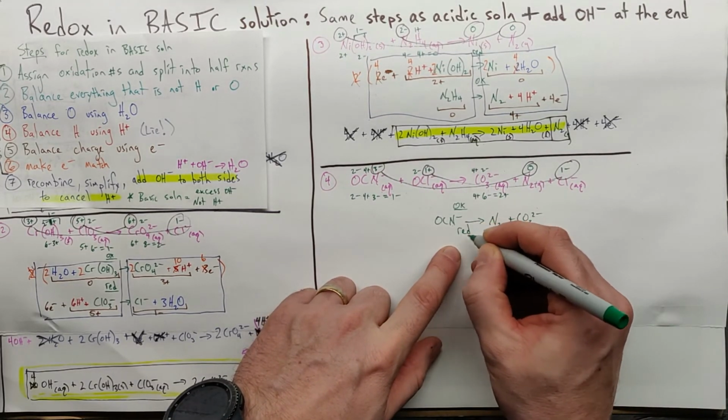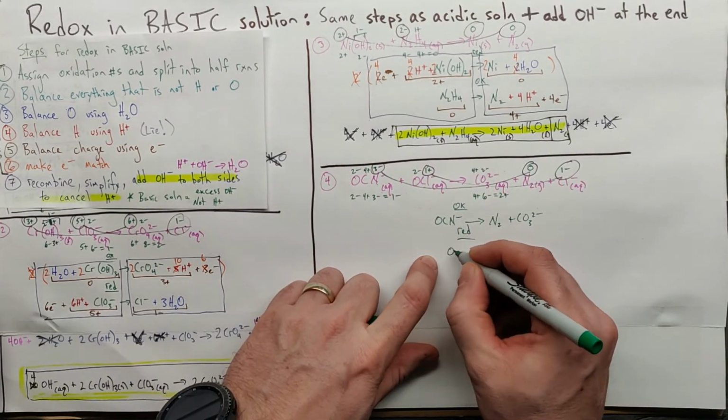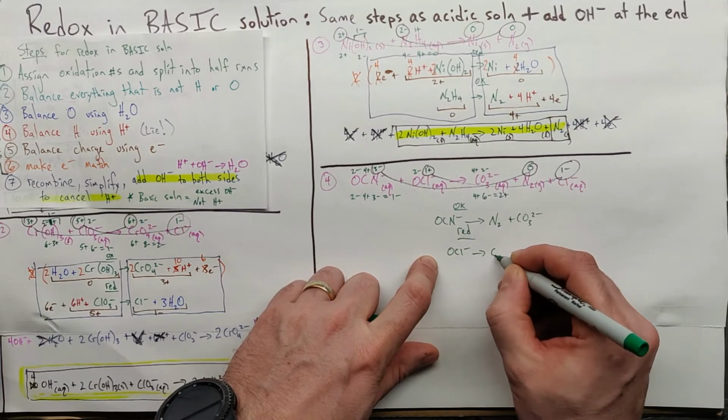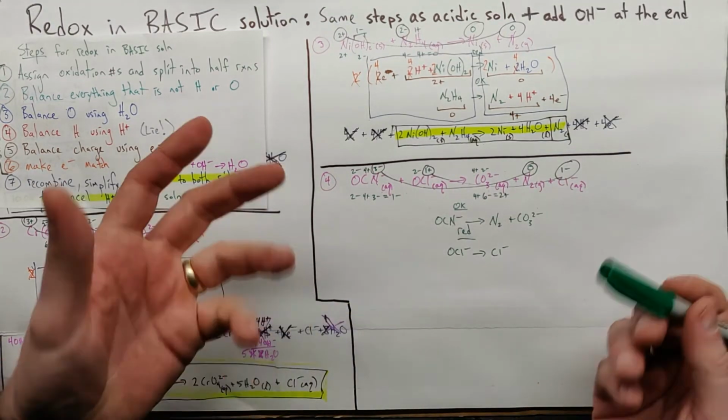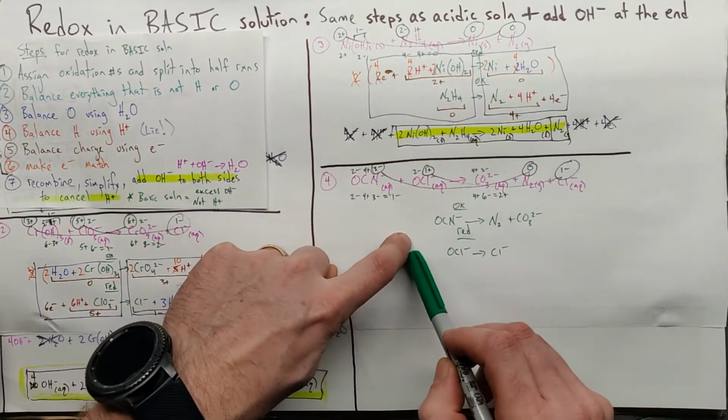Our reduction half reaction has got to be the 1+ going to a 1-. We've got the OCl- turning into Cl-. And we're expecting in advance, when the time comes, oxidation should produce electrons, reduction should use electrons.